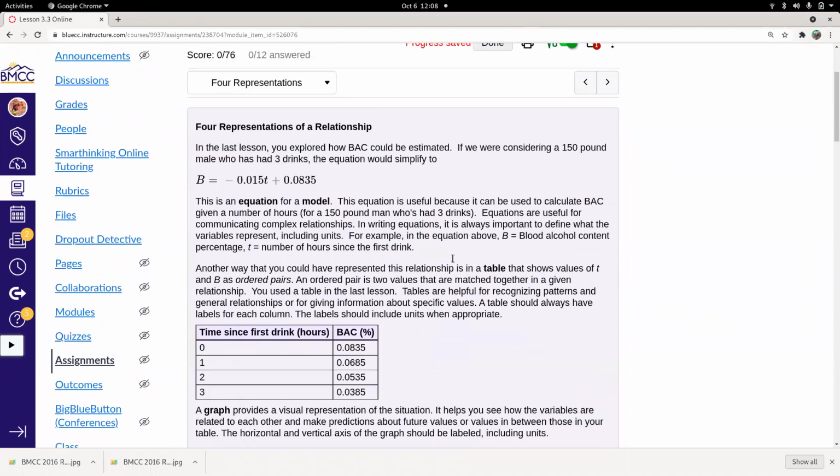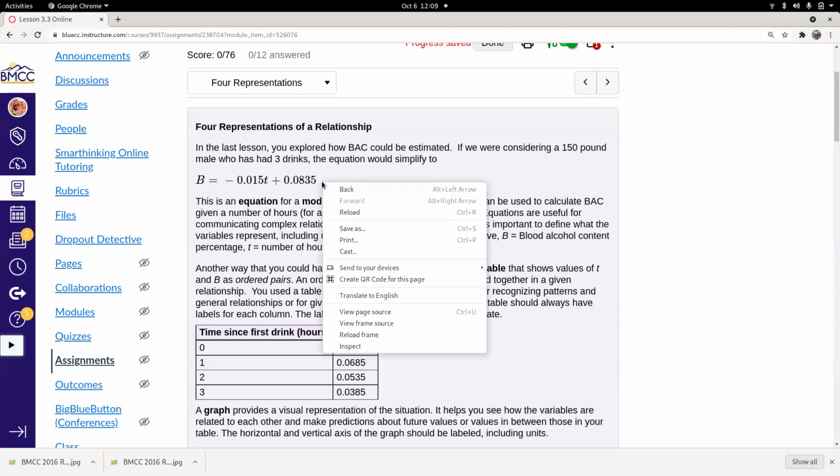Here we have an example similar to what we did in previous class. We have a 150-pound male that had 3 drinks. And if you plug that all into the original BAC equation, you get an equation that looks like this one right here.